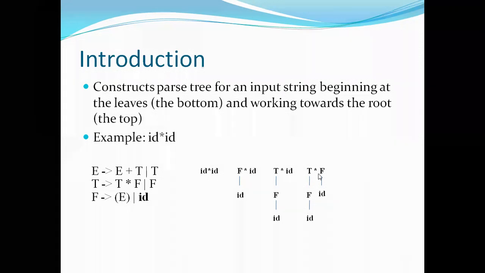So here, T star F. We have three alternatives: T is replaced with E, F is replaced with T, and T star F is replaced with T. So we have three assumptions, and we have to take the correct one. We have to construct the parse tree for the given grammar. The first alternative is T replaced with E, the second is F replaced with T, and the third is T star F replaced with T.